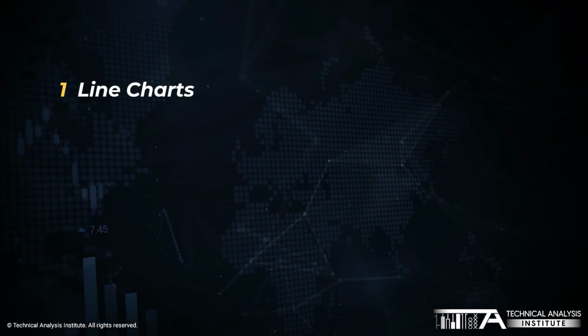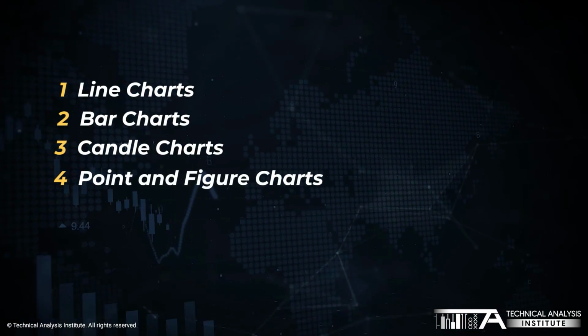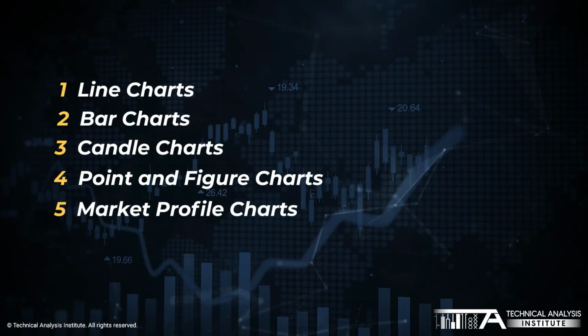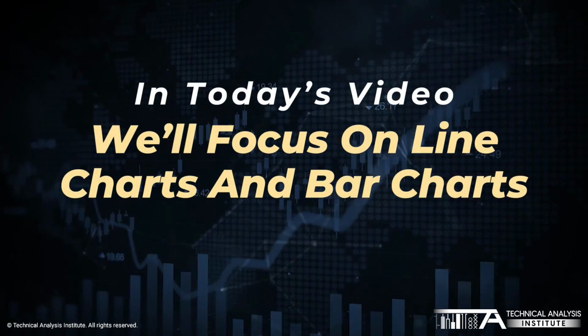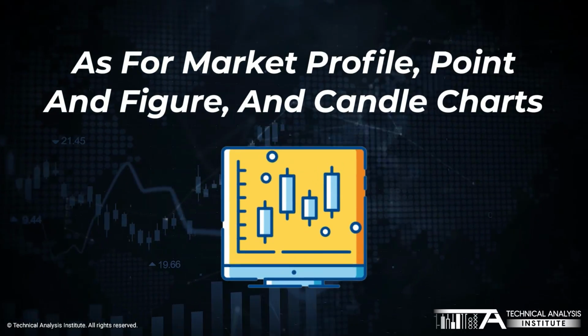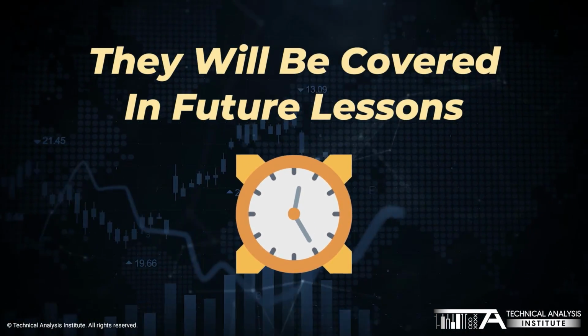There are 5 main types of charts: line charts, bar charts, candle charts, point and figure charts, and market profile charts. In today's video, we'll focus on line charts and bar charts. As for market profile, point and figure, and candle charts, these are more in-depth topics that will be covered in future lessons.